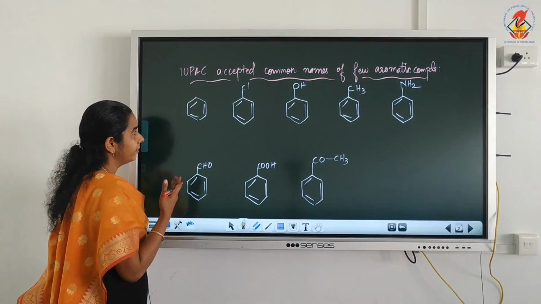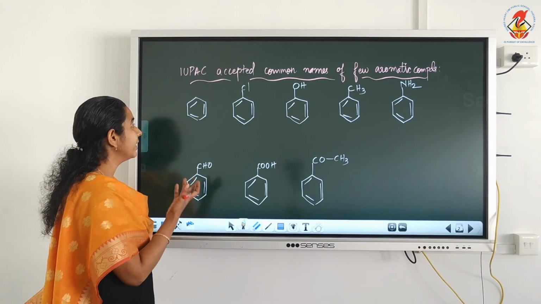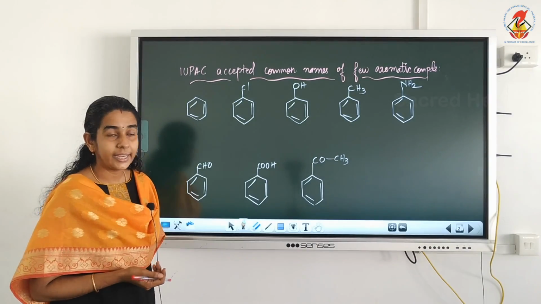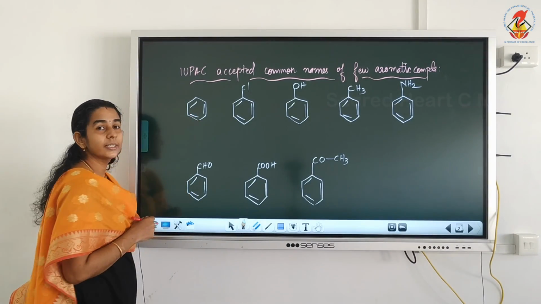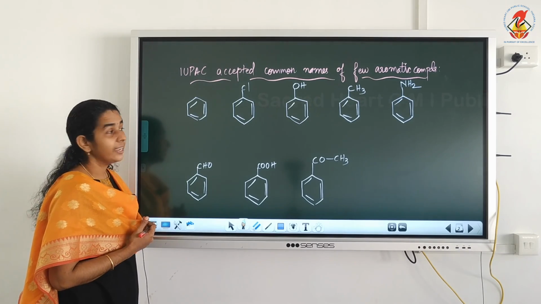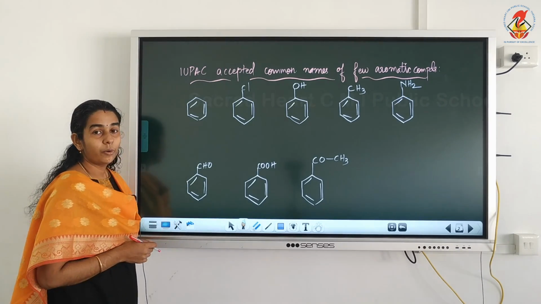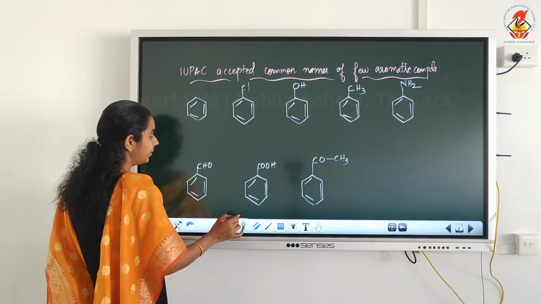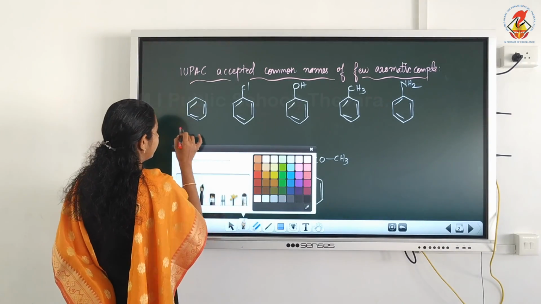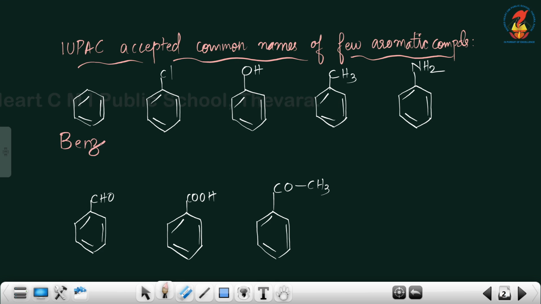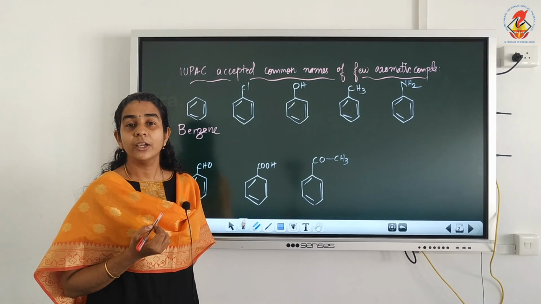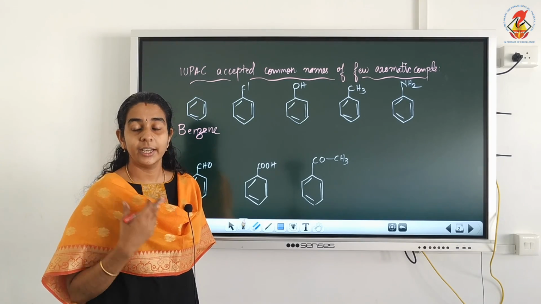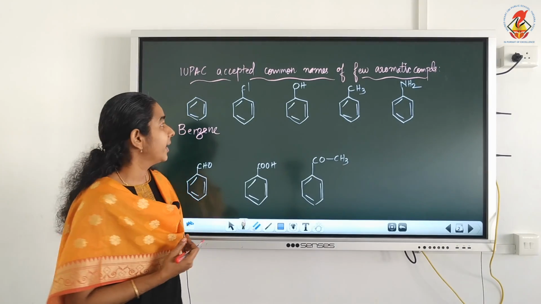The first one, we know, is the simple benzene ring, isn't it? Which ring is this? A 6-membered ring containing alternate double bonds. Which ring is that? Actually the benzene ring. So what is the name of this compound? It is benzene. So benzene is an IUPAC name as well as a common name. So it is an IUPAC accepted common name.